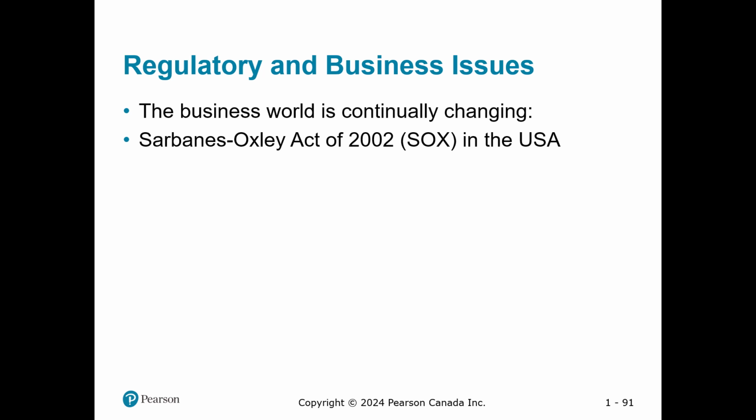So in the United States, we have the Sarbanes-Oxley Act of 2002. Now, this is in the United States, but we do have something similar in Canada. So what is this act? It is a U.S. federal law that was created to protect investors by improving the reliability and the accuracy of company disclosures. So the information that companies provide to external users.